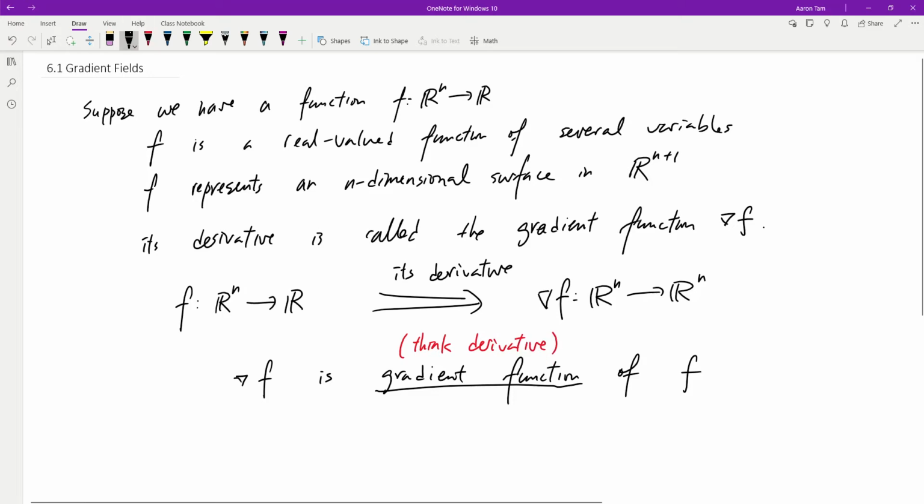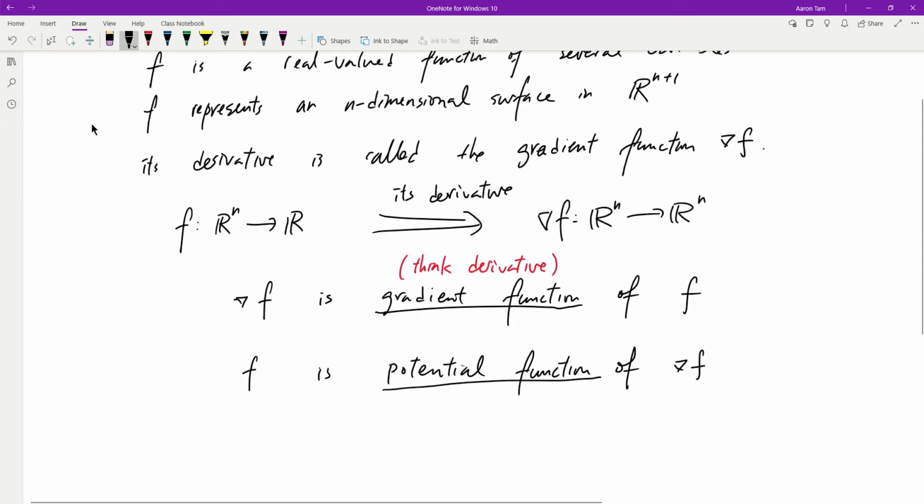Now there's an opposite word, and some of you are probably thinking, that's called integral or antiderivative. So is there something like an anti-gradient? And there is. In this case, we can say f is called the potential function of the gradient of f. So the term potential function is basically what you would think of as antiderivative. So here, when you use the word potential, think antiderivative.